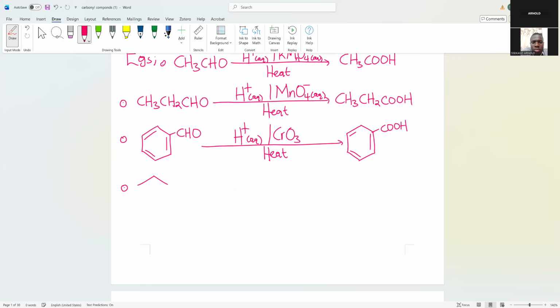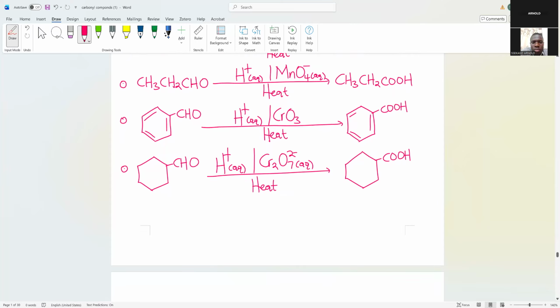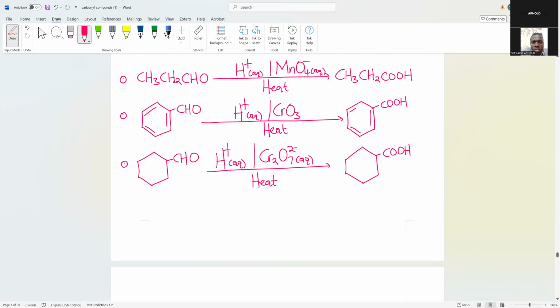If I have cyclohexanol with acidified potassium dichromate 6, heat, I add oxygen so that you get cyclohexanoic acid. There are a lot of examples which can be formulated. Those are enough.